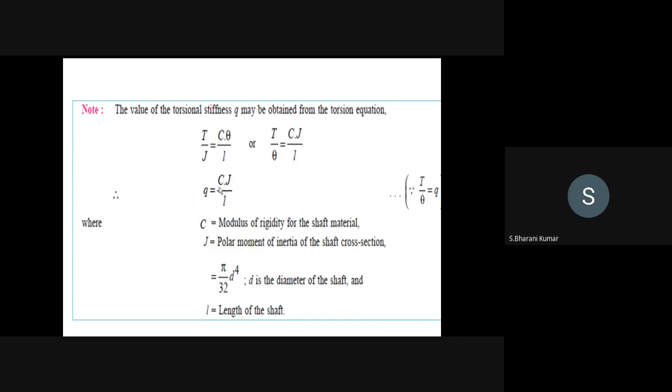Instead of C J by L, we can write Q also, because T by theta equals Q. That will be mentioned here, given in the note. T by theta is nothing but Q, so the formula is rewritten as Q equals C into J by L.